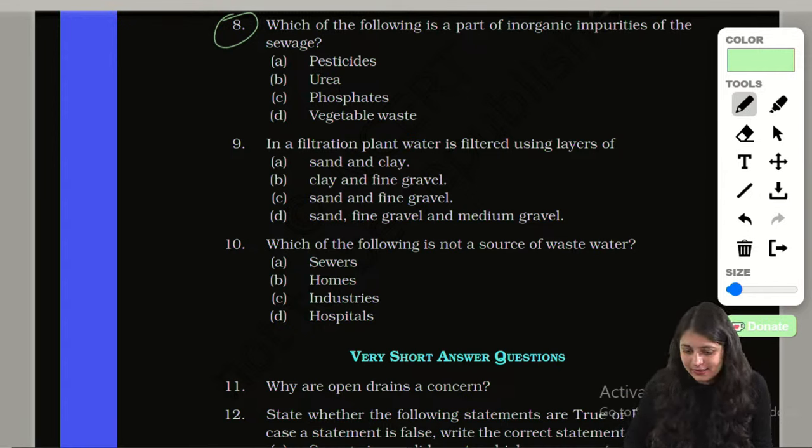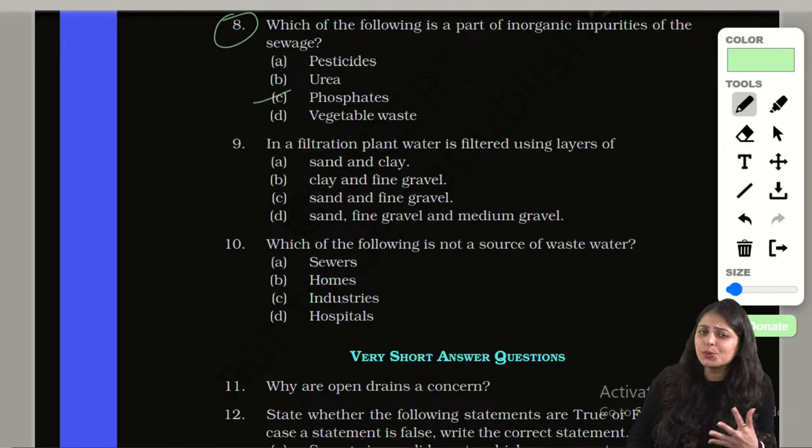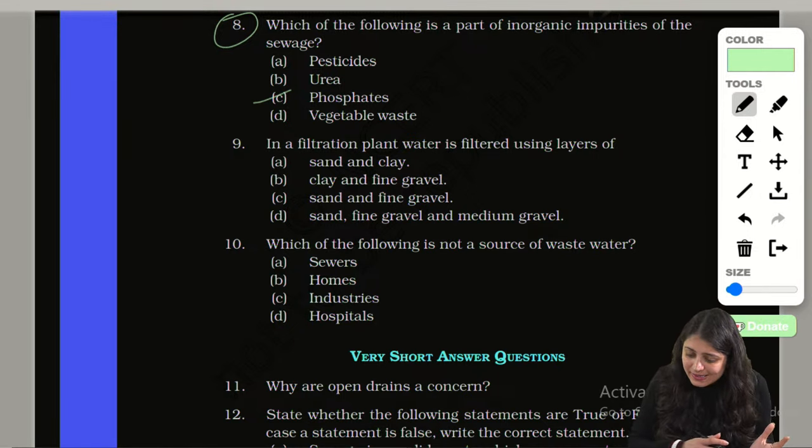Everybody is saying phosphates. Are you sure? Correct. Phosphates is the correct answer. Pesticides, urea या urine, vegetable waste, ये सारे के सारे they are derived from living organisms. Phosphates जो है inorganic impurity है.